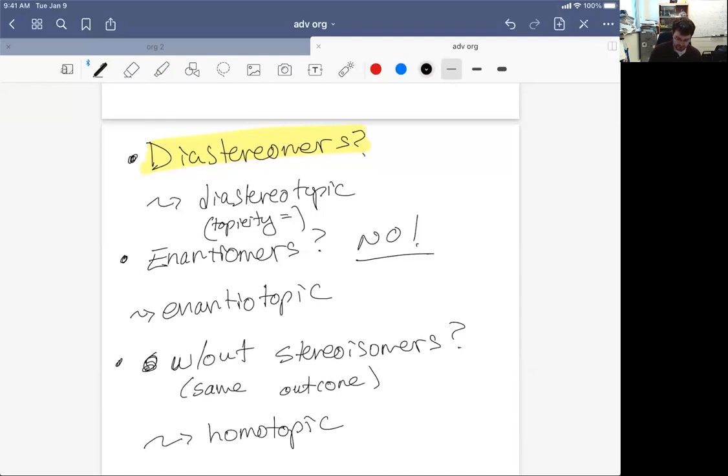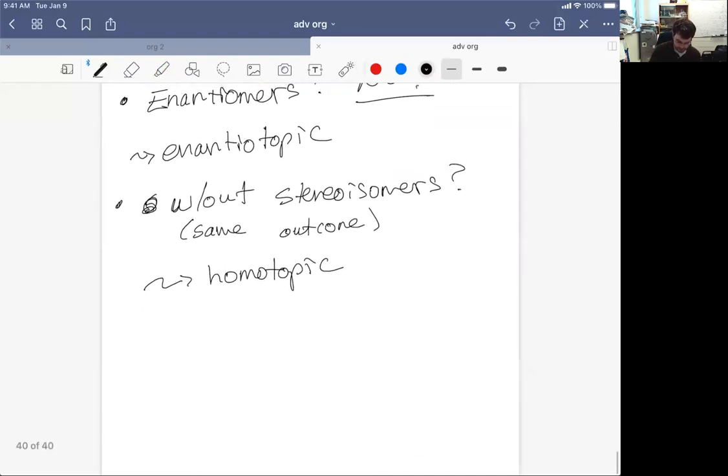Okay, so let's look at some examples with enantiotopic. We have an example where it's diastereotopic. What about enantiotopic? Well, that'll be this second example.